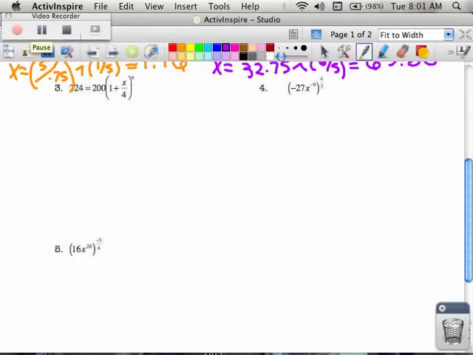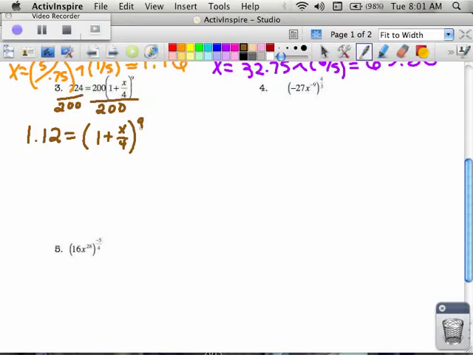Number 3, we see that we still have to work our way from the outside to the inside. And on the outside of that parentheses, there's a 200 being multiplied. So to undo that multiplication, we're going to divide both sides of the equation by 200. 224 divided by 200 is 1.12. And that's equal to parentheses 1 plus x to the 4th raised to the 9th power.